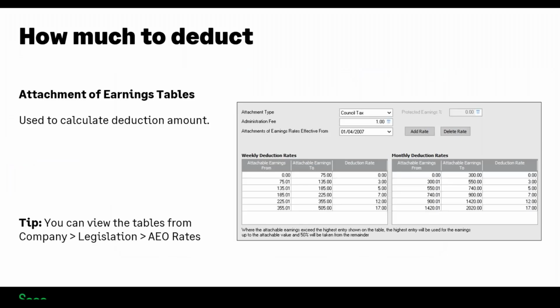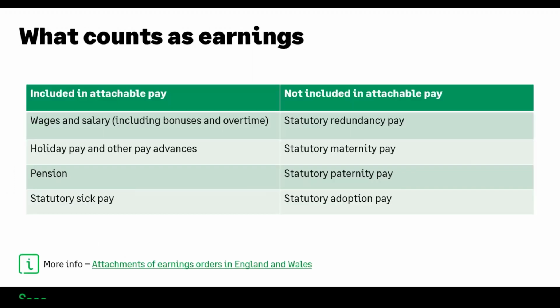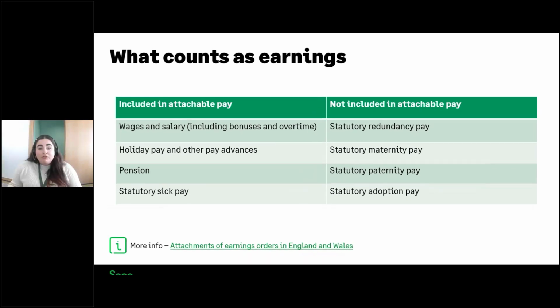So what counts as earnings then when it comes to attachments? Well, it's most payments that are subject to tax and national insurance that should be included in the attachable pay. So this includes wages and salary, including bonuses and overtime, holiday pay and other advances, pension payments as well, so if the employee is being paid through a pension through an occupational scheme, and statutory sick pay as well, which is the only statutory payment that counts towards attachable pay.